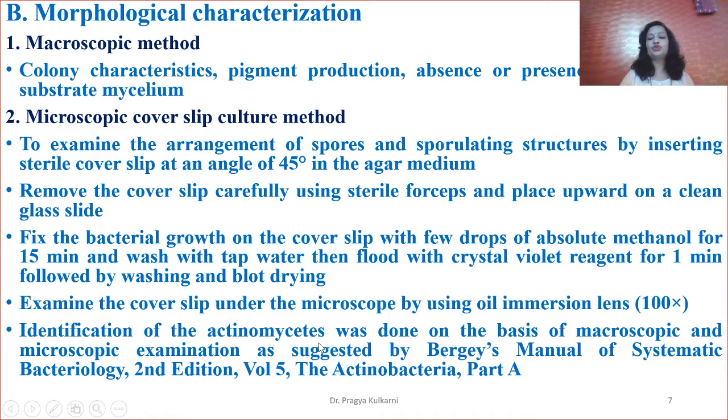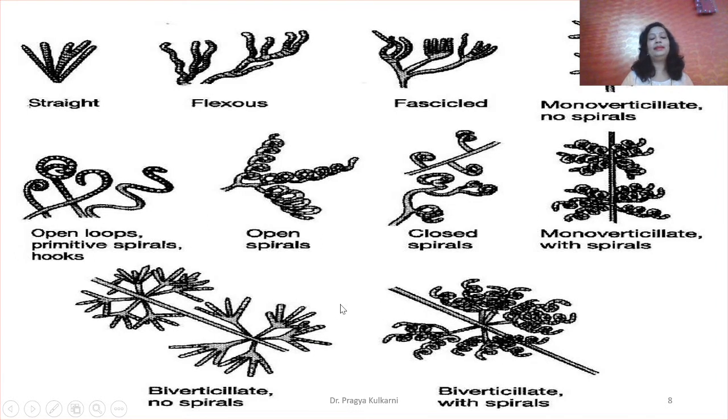Particular actinomycetes show various arrangements of conidia, and the characteristics are suggested in Bergey's Manual of Systematic Bacteriology, 2nd edition, volume 5, Actinobacteria, part A. These are some arrangements by which we can go for identification microscopically. Some aerial mycelium show straight conidial chains, some show flexuous arrangement, some show monoverticillate without spiral, and some monoverticillate with spiral. So we have to go for these observations under the microscope.